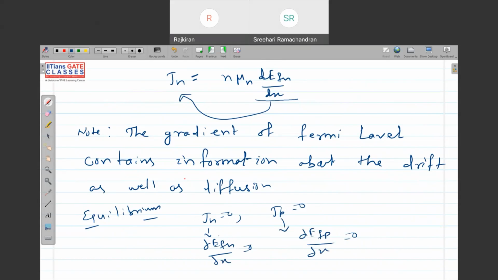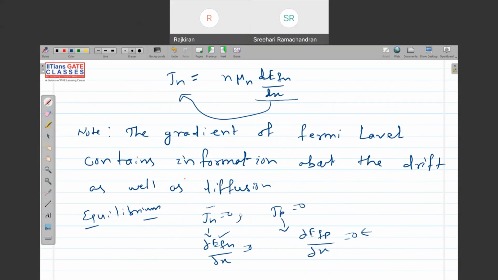The Fermi level for the electron, the Fermi level for this is nothing but quasi Fermi level, right? Quasi Fermi level is for electrons. This is the quasi Fermi level for holes. So in equilibrium, current equal to 0, and the Fermi level is constant throughout the device. So for different conditions, we'll get different.